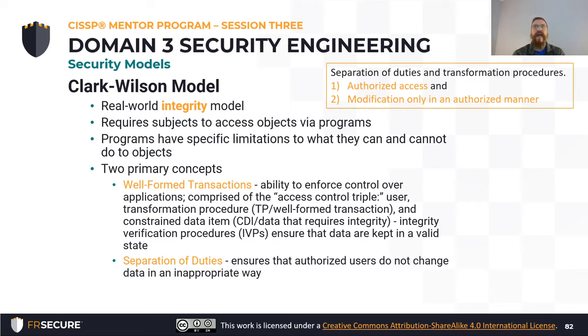So you have that access control triple. You've got to remember the user, the transformation procedure. So what is your well-formed? And then the constrained data item. And then you have an integrity verification procedure. So that's what makes up that well-formed transaction. You just need to know for the exam, what is Clark-Wilson? That's an integrity model.